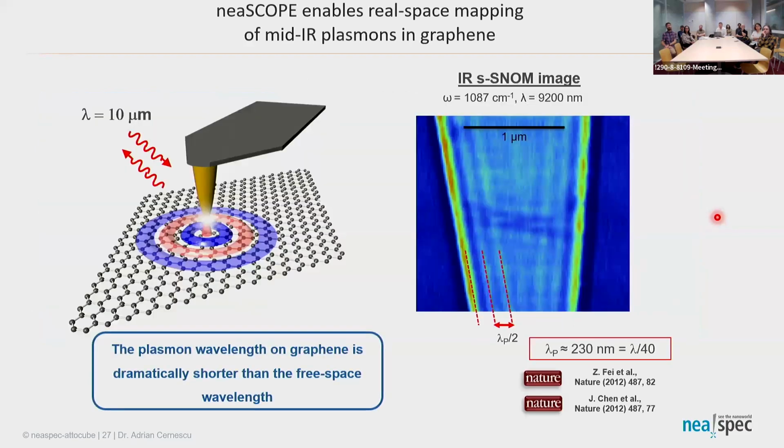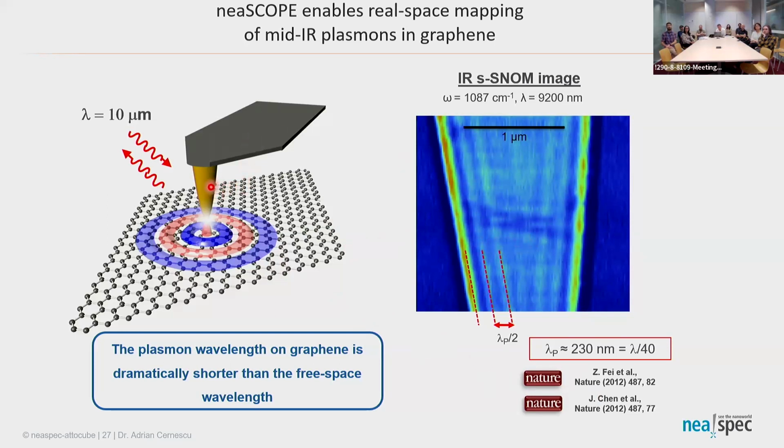Okay, now I have a few more slides to share with you, and I would like to present some work that has been done on 2D materials with this technique. And I would like to show you first the first publications that were made with this neaSCOPE instrument. This is from 12 years ago. And in these Nature papers, people could observe so-called plasmon-polariton interference in graphene.